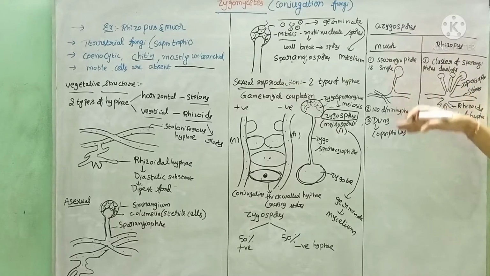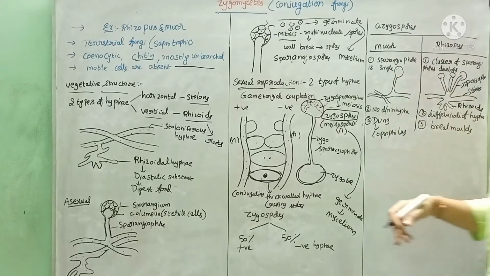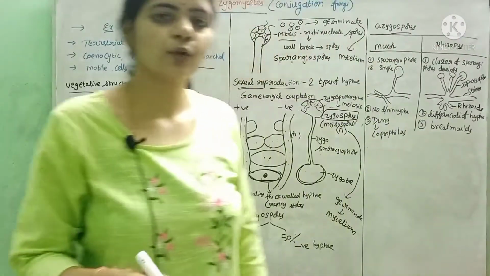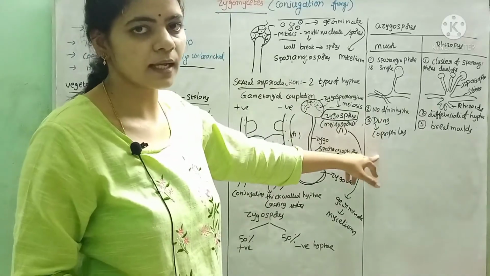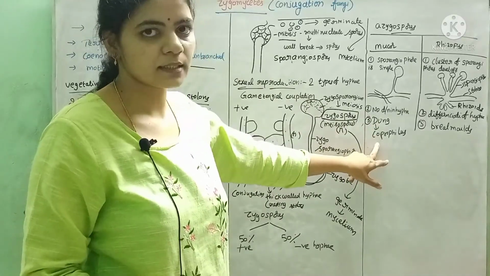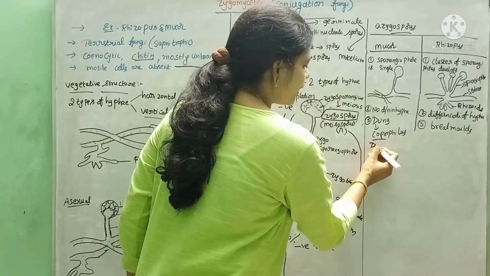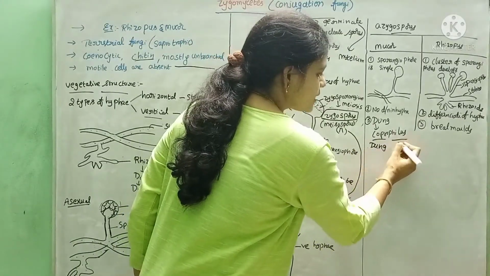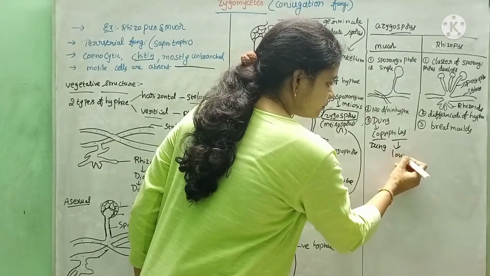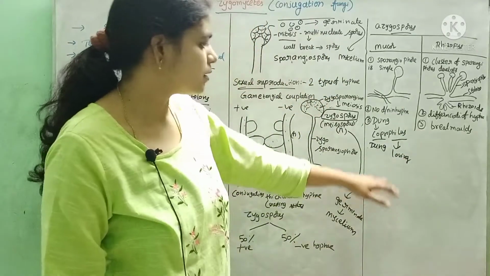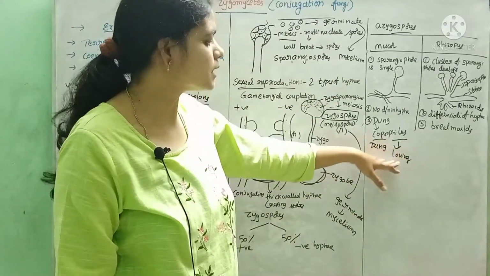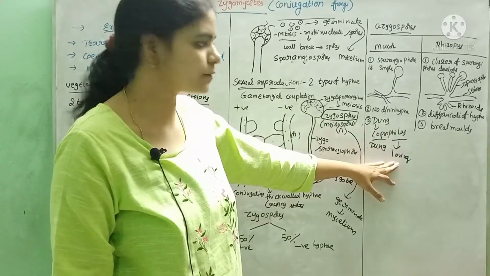Mucor mainly grows in dung, hence it is called a coprophilous fungus. Copro means dung or fecal matter, and philous means loving. They like to live in dung, hence they are called coprophilous fungi.